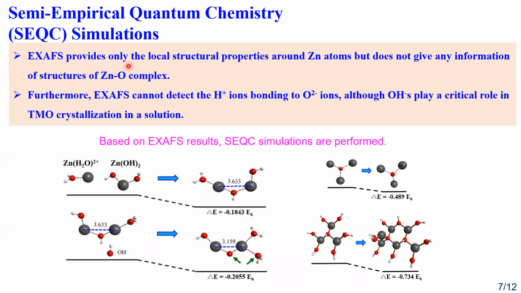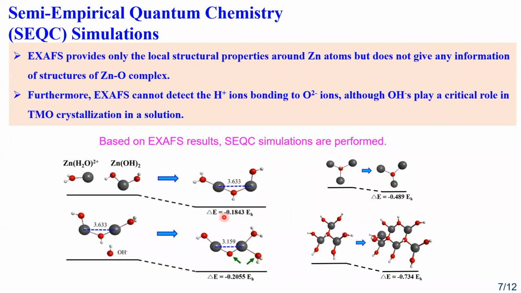The XAFS provides only the local structure properties around the zinc atom, but does not give information about the structure of a zinc-O complex. Furthermore, XAFS cannot detect the H ions binding to the oxygen ions, although OH plays a critical role in zinc oxide crystallization in solution. So we performed semi-empirical quantum chemistry simulations based on the XAFS result to obtain the structure of a zinc oxide complex.